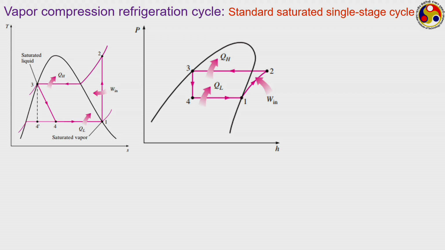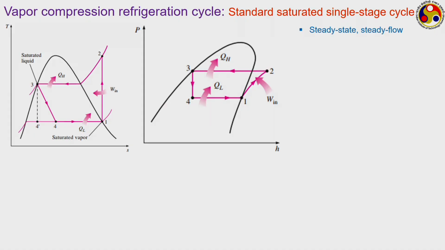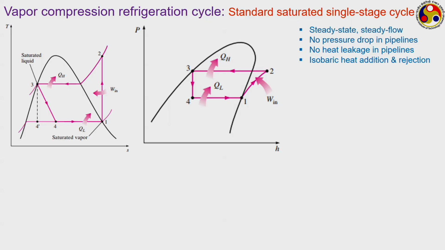Now, if we want to analyze this theoretically, then these are the assumptions that we are considering. Here there are 4 components: evaporator, compressor, condenser and throttling valve. We are assuming all of them to be steady state steady flow devices, with no pressure drop and heat leakage from the pipelines. Because all these components will be connected by pipelines, we are neglecting any kind of pressure drop and heat leakage from the pipelines.